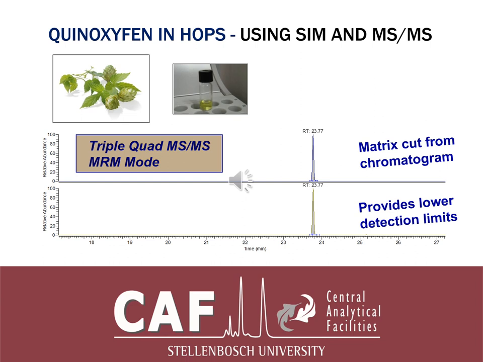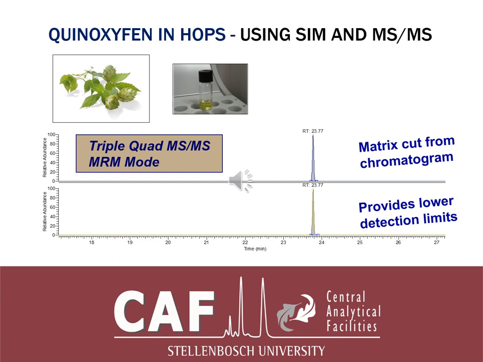Secondly, with the SIM, you were able to see, for instance, maybe 10 ppt. I'm making an example. When you go to the MSMS, you might even go lower than 1 ppt, which is already 10 times lower than that. You can even go maybe to 0.1 ppt, which is sub trace. So that's the advantage of using an MSMS.